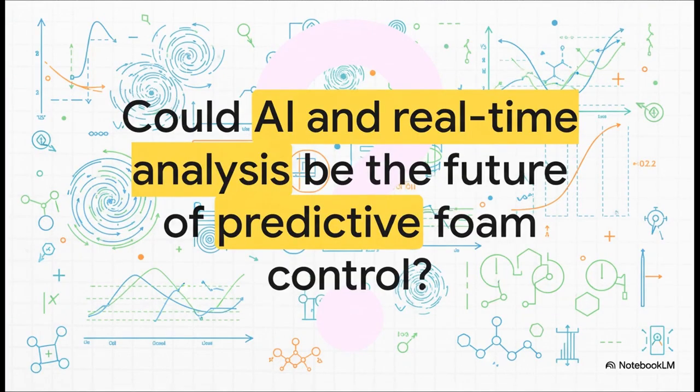So, to wrap this all up, it's clear that foaming is an incredibly complex problem. It sits right at the intersection of chemistry, fluid dynamics, and process control. And while we have a pretty good toolkit to deal with it, the goal should always be prevention. And that leads me to a final forward-looking question for all of you. Are we stuck in this reactive mode, or could we get to a point where real-time chemical analyzers paired with AI and machine learning could actually give us a truly predictive model for foam control?